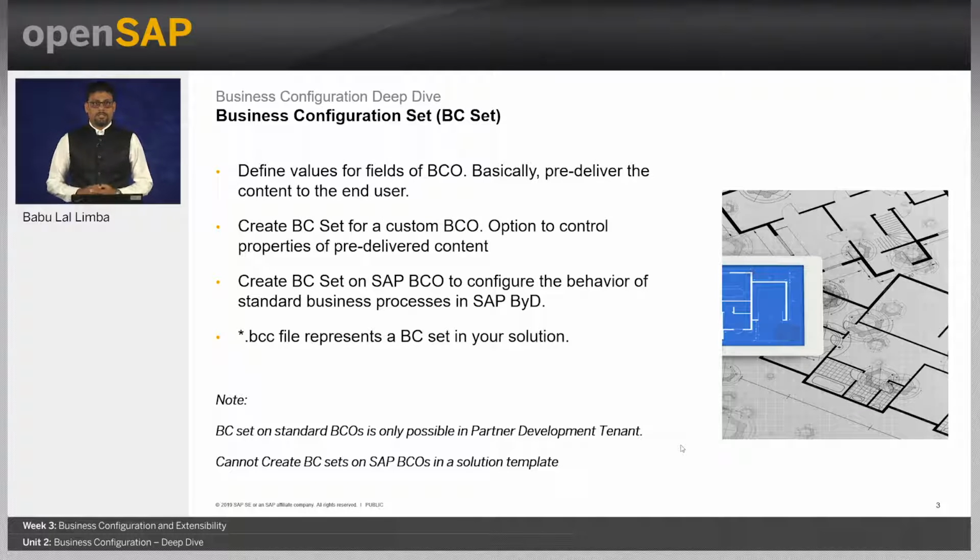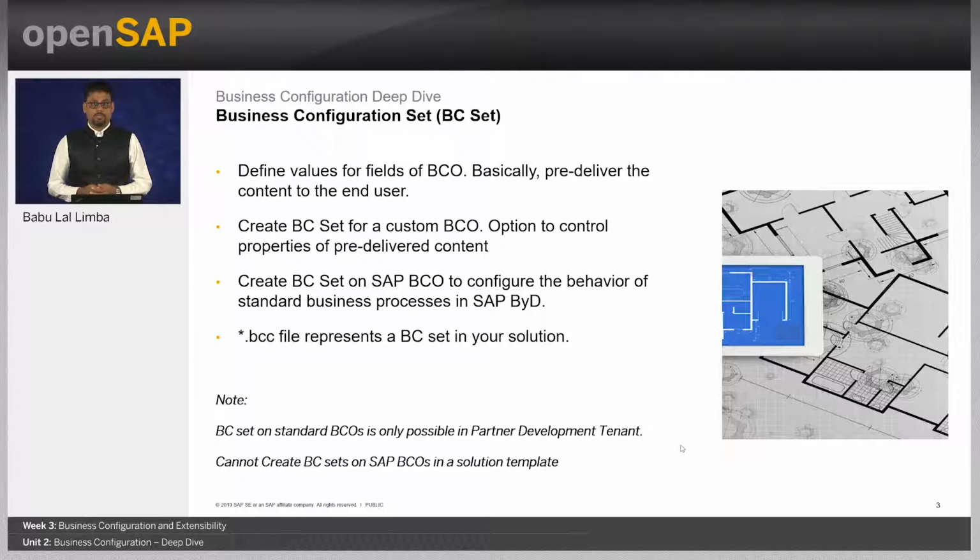Business configuration set. Next, you should understand what a business configuration set is. A BC set, in short, is used to define the values for the attributes of a BCO, and these values become part of the pre-delivered content to the end users. So, you can create BC sets on custom BCOs to deliver the content, and while defining the content, you can also control the properties of your content by allowing or restricting the end users to delete or add additional values. You might have the requirement to deliver some content on standard SAP BCOs, and hence BC sets can be created on top of standard BCOs.